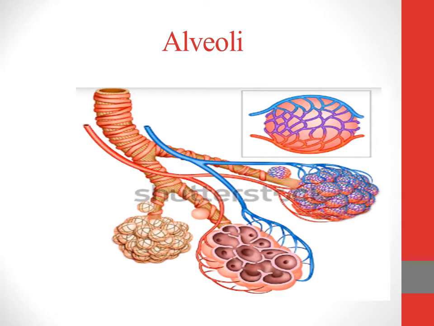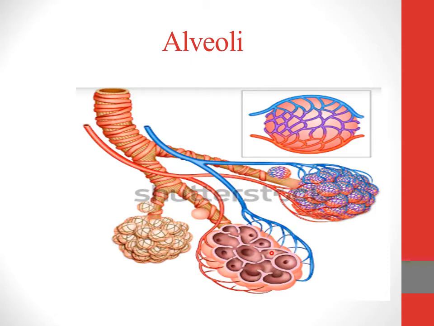Here is a picture of the alveoli, which shows a sectioning of the alveoli. These are the small pockets containing the air, rich in oxygen and poor in carbon dioxide. Here are the blood capillaries, which contain the blood rich in carbon dioxide and poor in oxygen.